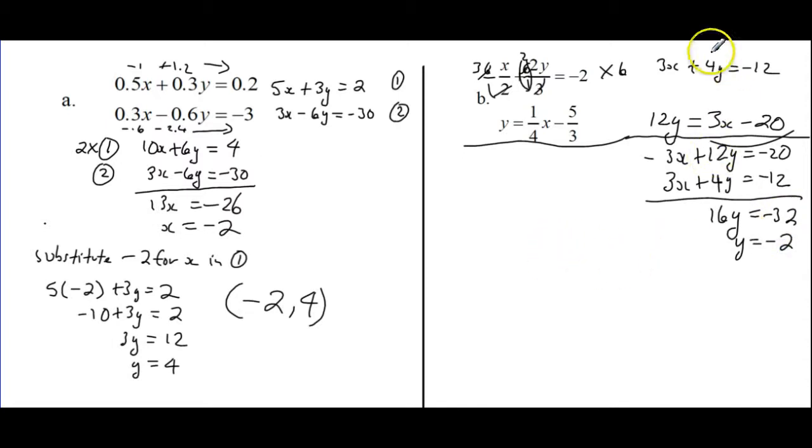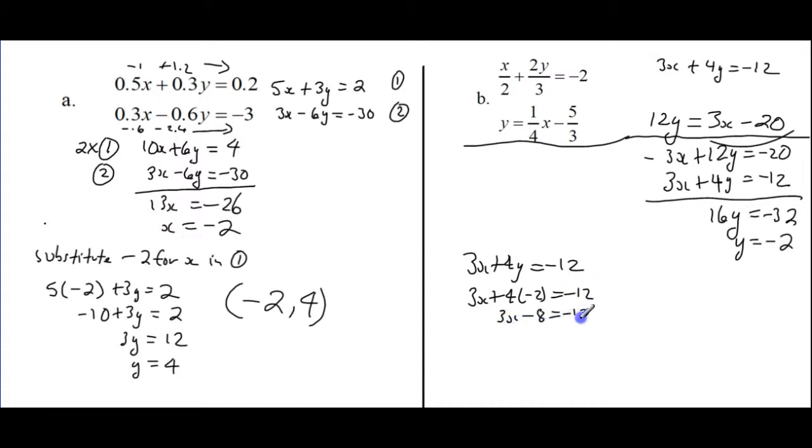Then we substitute, and we'll go into one of these, and we'll go back and check. Let's just clean that up so that I can check in there. So let's go to this one here. So 3x plus 4y equals negative 12. 3x plus 4 times negative 2 equals negative 12. 3x minus 8 is negative 12. 3x is equal to, I'm going to add 8, negative 4, and x is equal to negative 4/3.